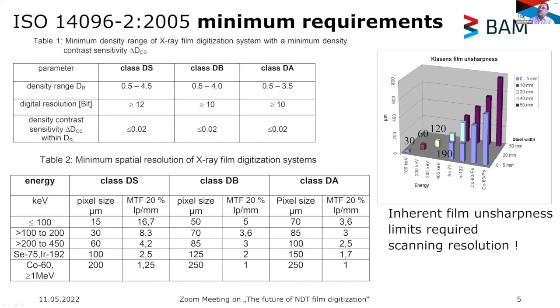And you see, if you go to higher energy, then you have 400 micrometers, 600, 800 micrometers with cobalt, for example, one MeV. The problem is there, you typically use a half millimeter or 1 millimeter steel screen. And this thick steel screen then determines your inherent film unsharpness. So this is another story.